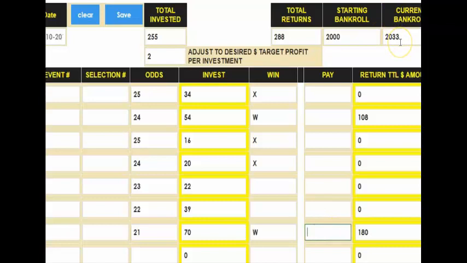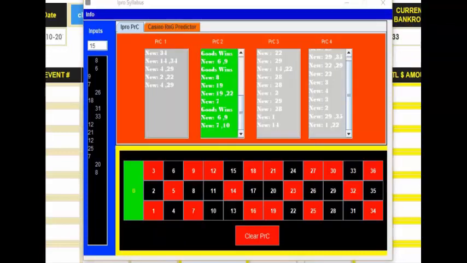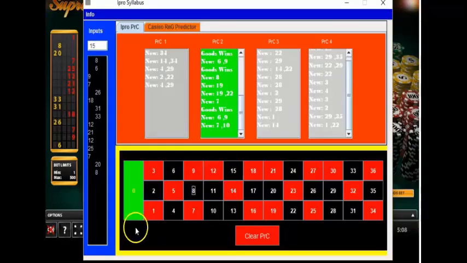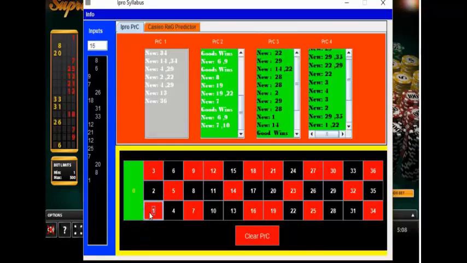Now let's see where that puts you. You've made $33 in the last 6 minutes. It's that simple. And where did that number lie? The number that came down was the 1. Now let's see what happens here when you put this in. See what happens?